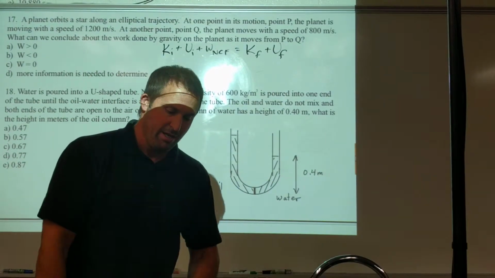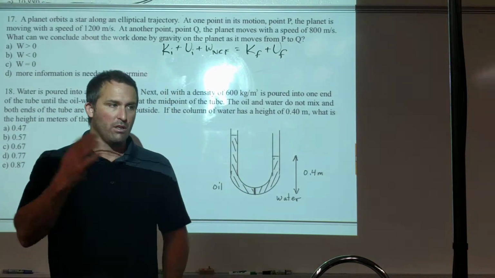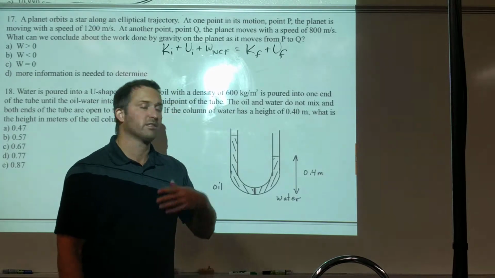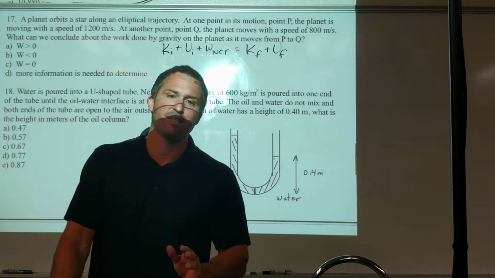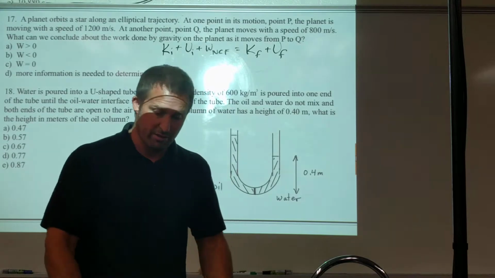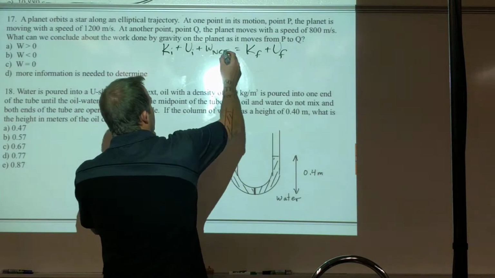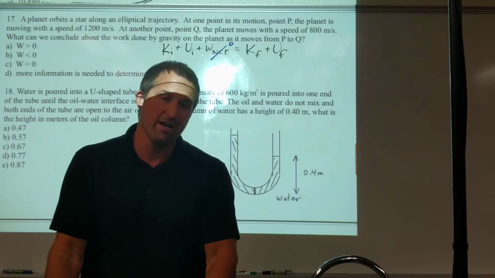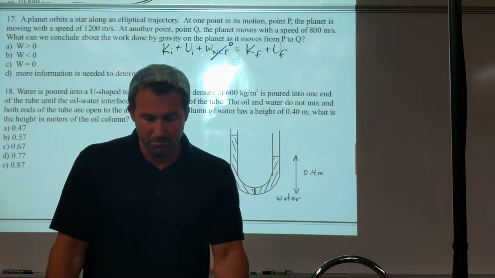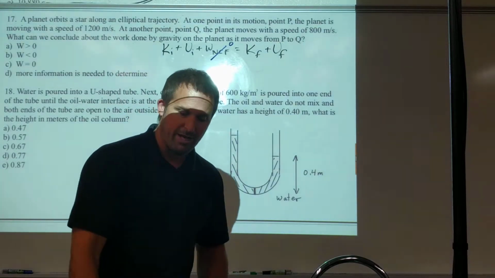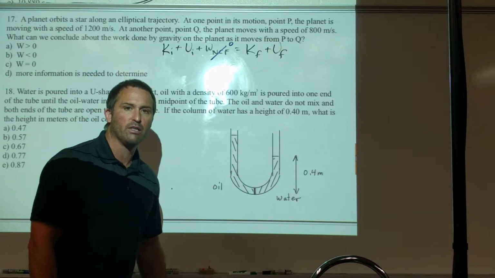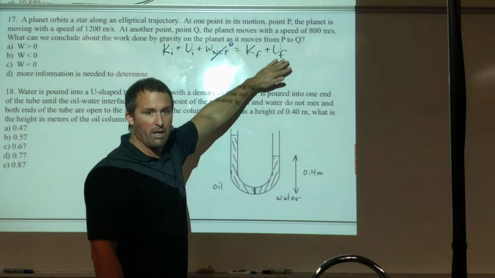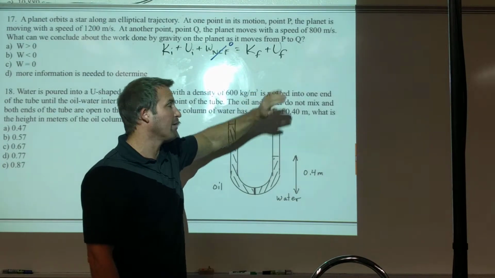Okay. Now, as a planet moves along its trajectory here, the only force acting on it is going to be the force of gravity, and so there isn't going to be any non-conservative forces. This is going to be zero here. And so, right away we can get a qualitative result that's going to be very helpful for us. If we consider the initial point to be point P, and this planet moves out to point Q, that will be our final point.